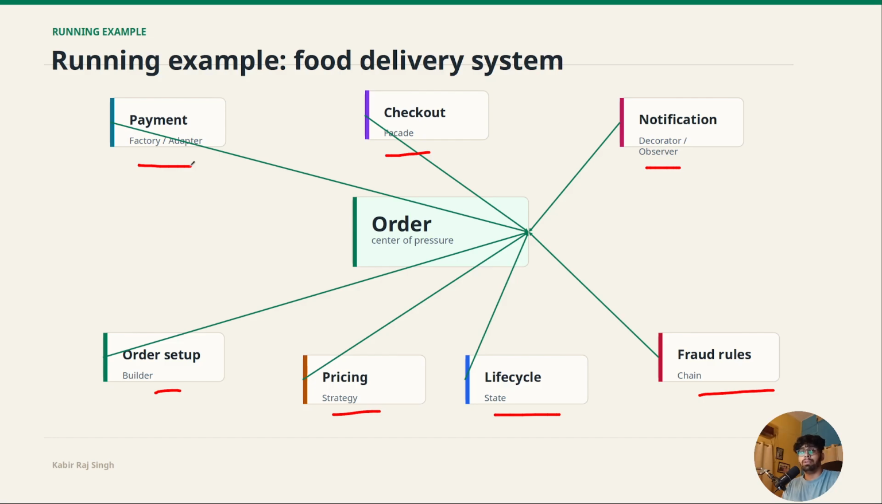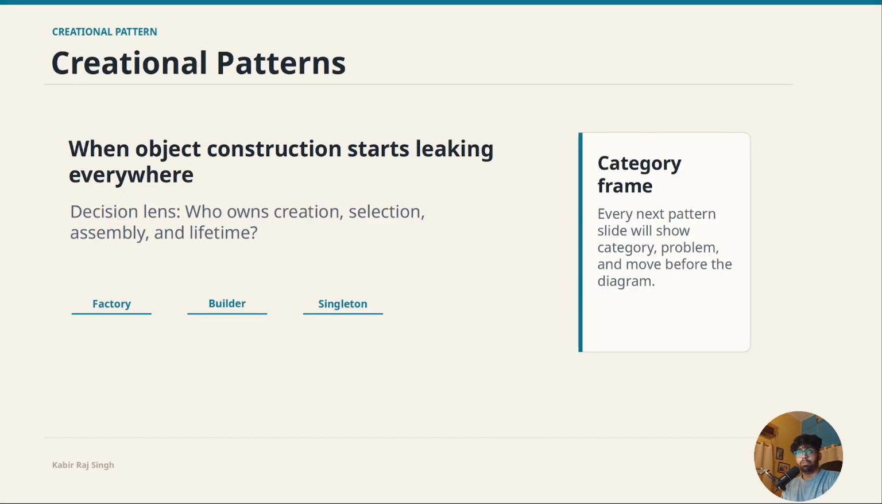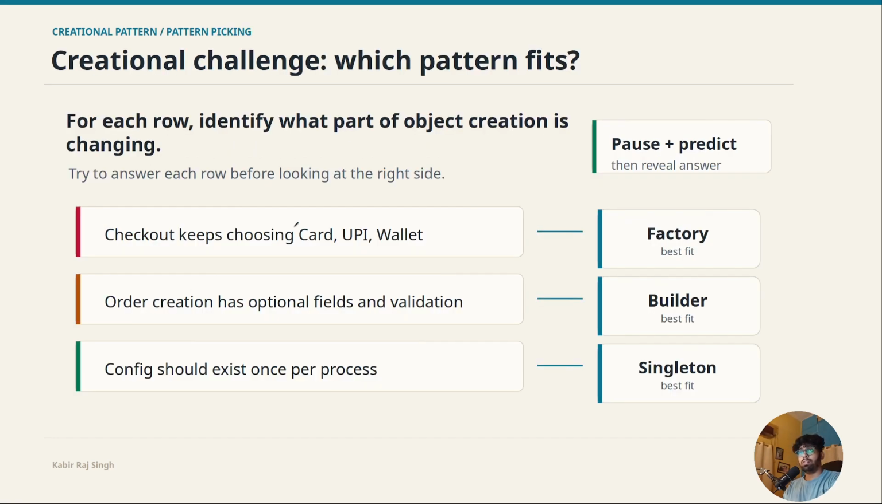So for creational patterns, the pressure is that whenever your object construction starts leaking everywhere, you have no clarity upon who is owning the creation, selection, assembly, and lifetime of an object, and it's all over the place, then you might want to look at creational patterns. Basically there are three patterns: factory, builder, and singleton, as I said.